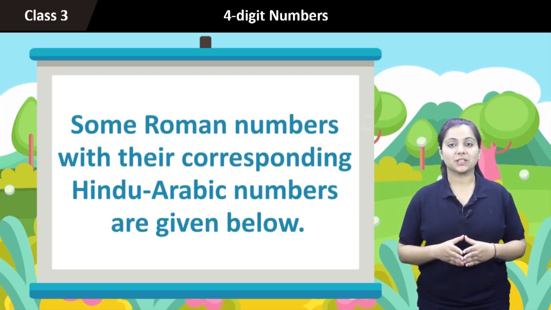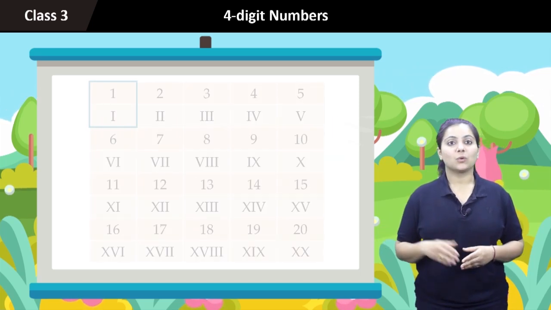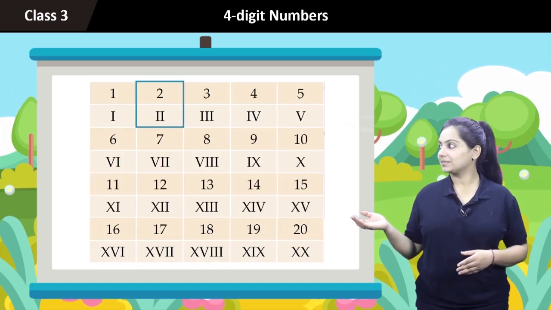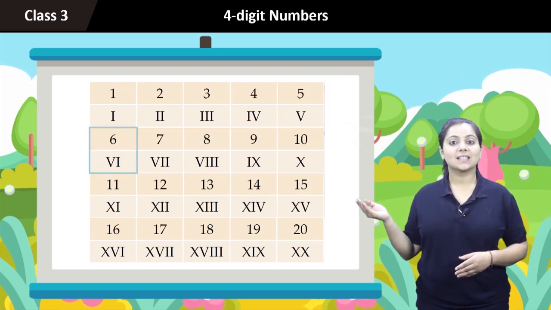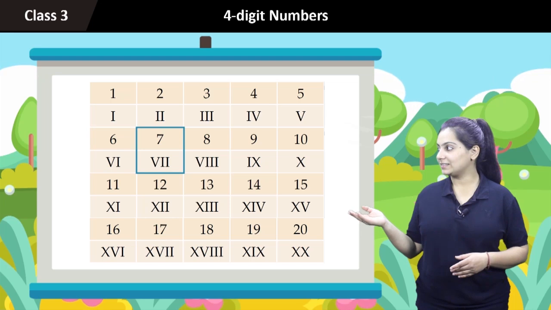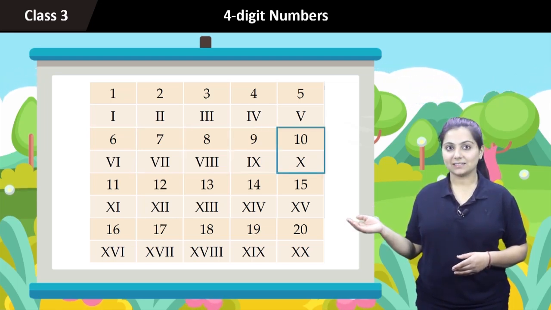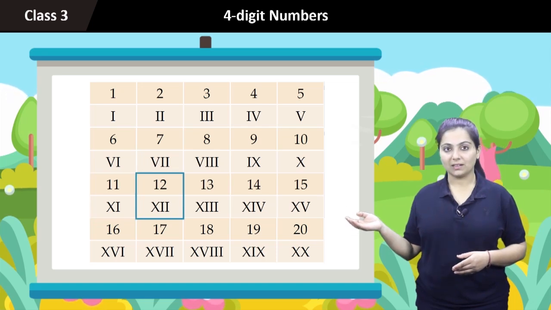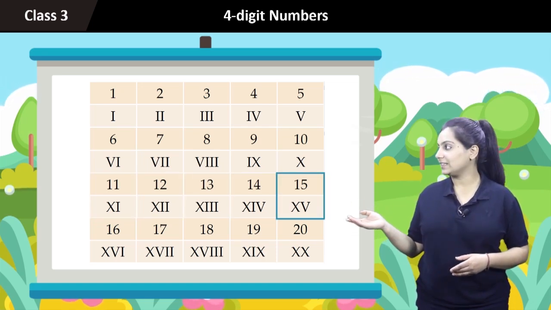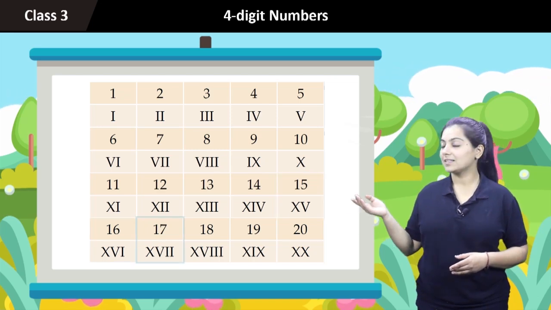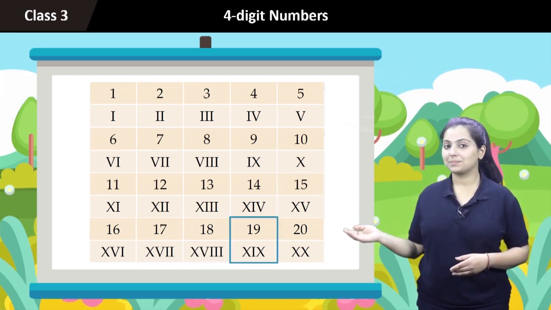Some Roman numbers with their corresponding Hindu-Arabic numbers are given below. 1, 2, 3, 4, 5, 6, 7, 8, 9, 10, 11, 12, 13, 14, 15, 16, 17, 18, 19, 20.